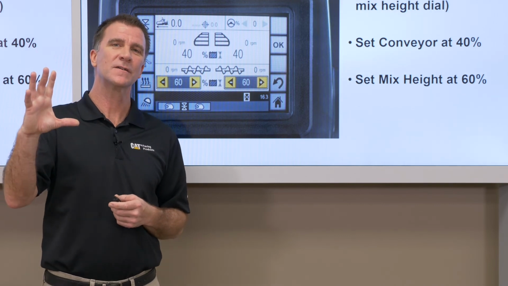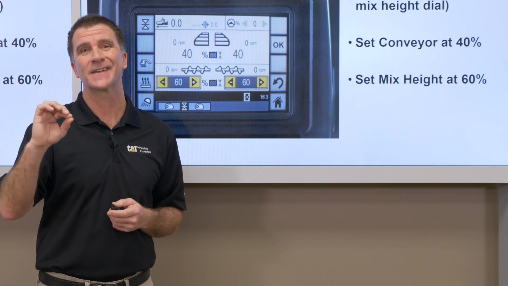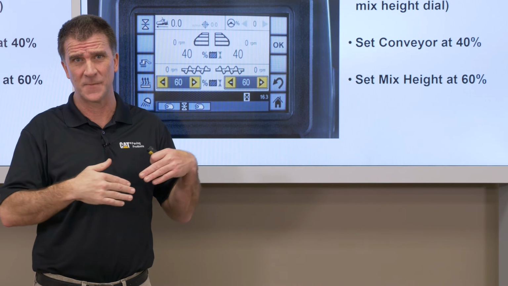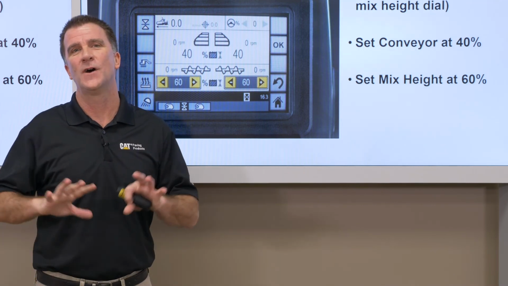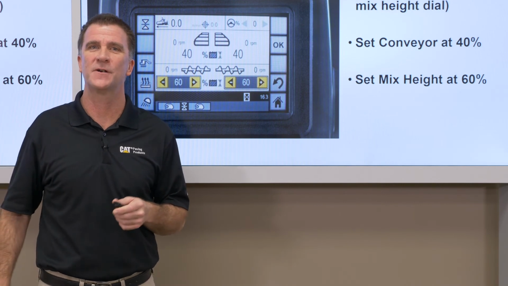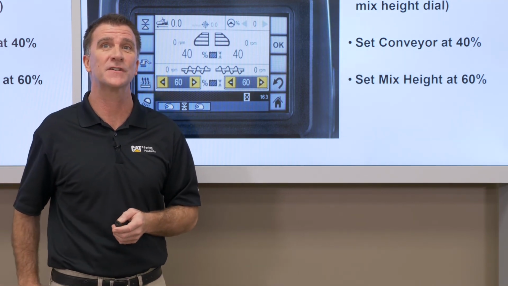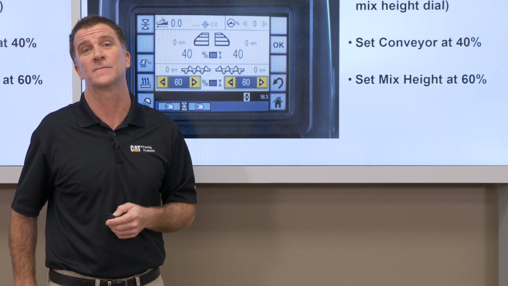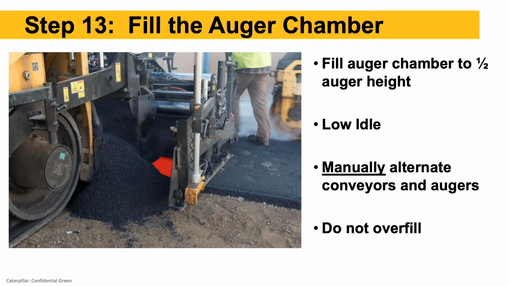Why does this work, or why is it a good place to start? Again, it's just going back to consistency. We've aimed our feed sensors using our 18-inch rule, our 90-degree rule. We've nulled everything out. We've set everything up in a very specific way so far. So setting these at 40 and 60 is just adding more consistency, and it works 99% of the time at those settings. Step 13, finally, we're going to get some mix in here.